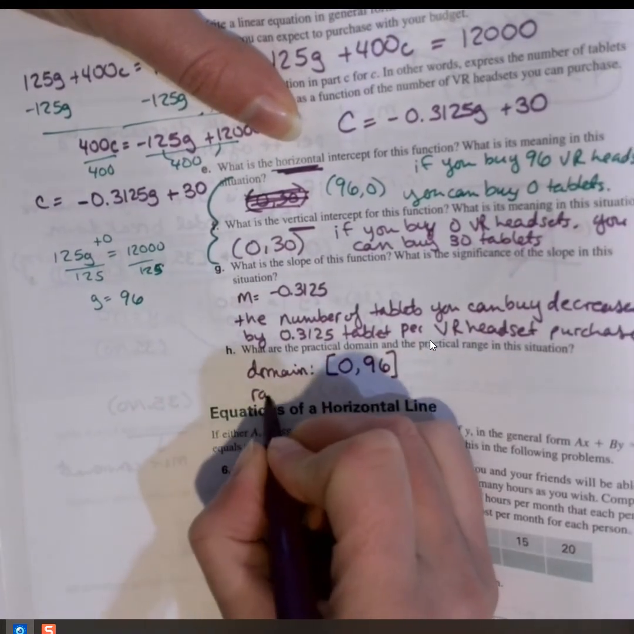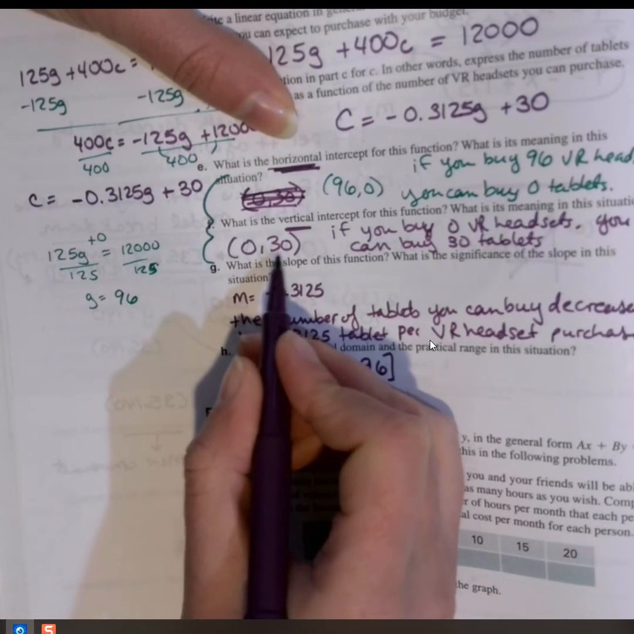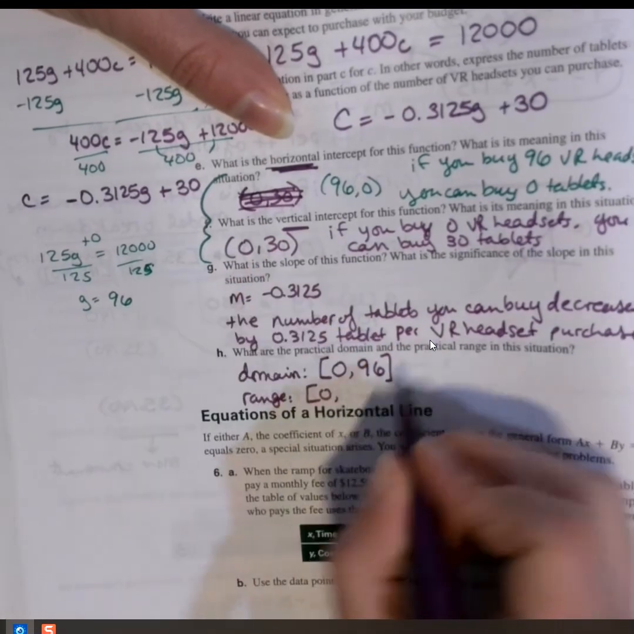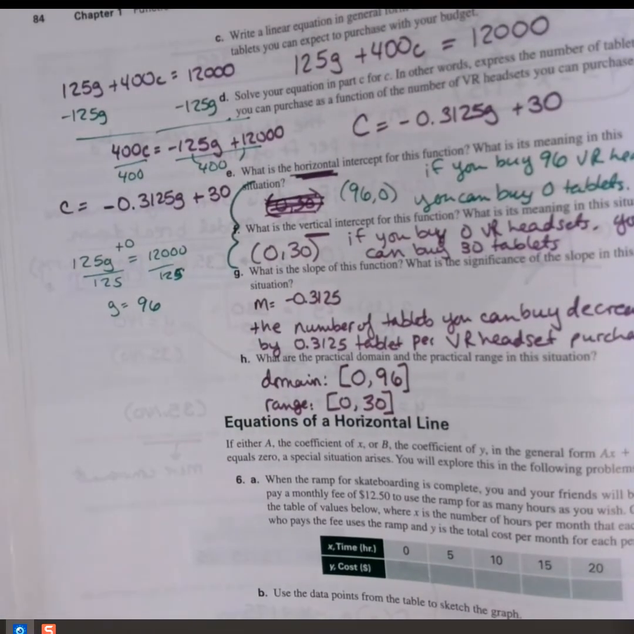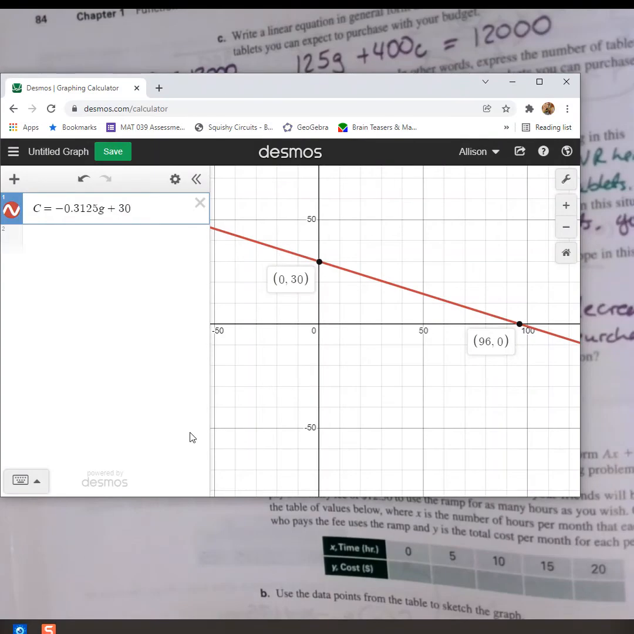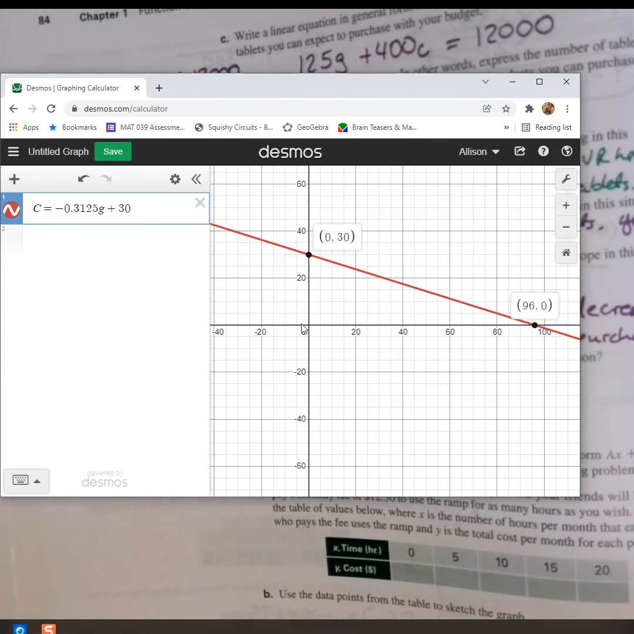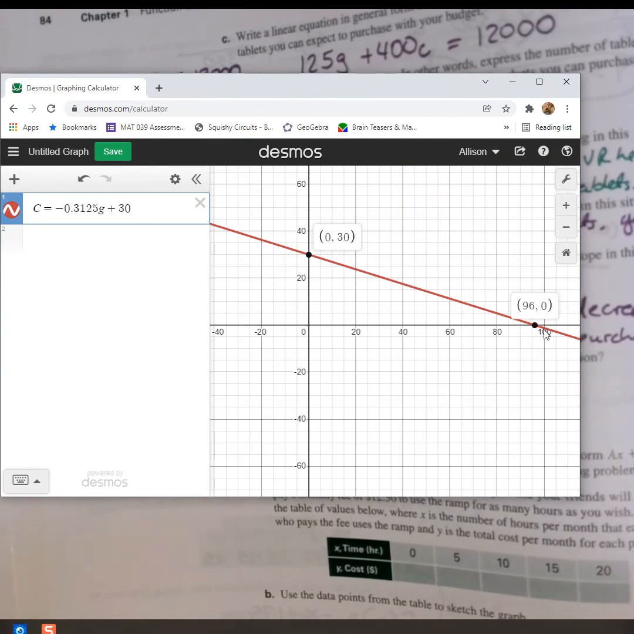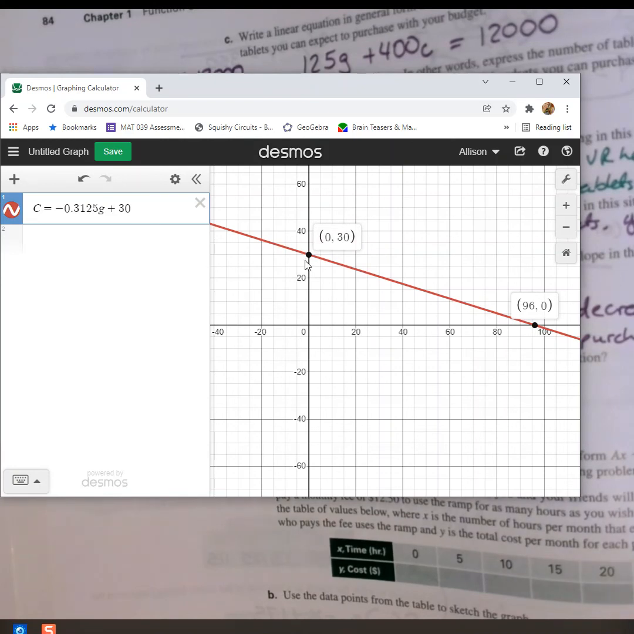And then for the range, again, for tablets, the fewest you could buy is 0. The most you could buy would be 30, because if you bought more than 30, you're going to go into a negative number of VR headsets. So again, you can see that graphically as well. With those 2 points, if you go bigger than 96 in the domain, the outputs would become negative and you would not have something that made sense in this context. And if you went higher in the range than 30, again, the inputs would become negative, so it's not going to work. So inputs between 0 and 96, outputs between 0 and 30.